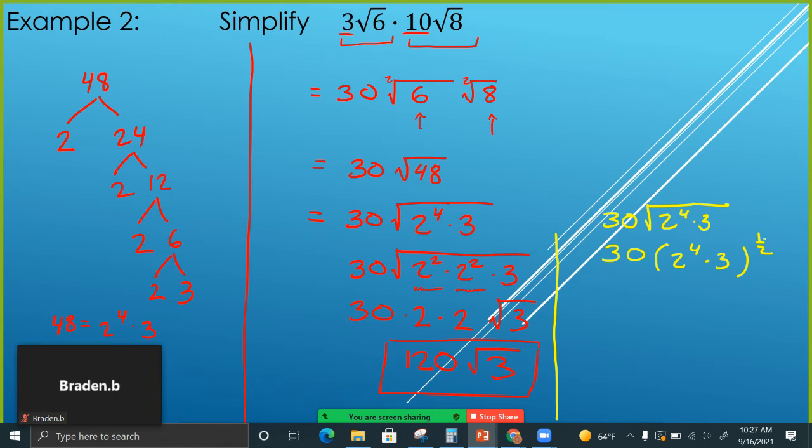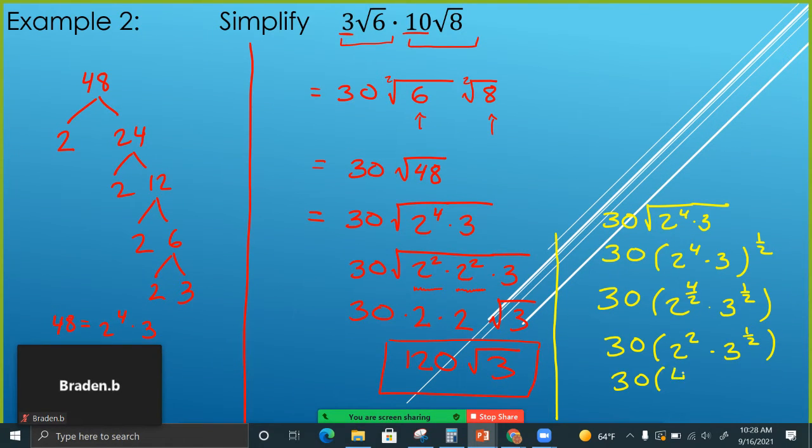Then let's go ahead and hand out that 1 over 2 to all the inside numbers, their powers. So that would be 30 times 2 to the 4 over 2 times 3 to the 1/2. Now, 2 to the 4 over 2, 4 over 2 is 2 itself, right? So we've got 30 times 2 to the second power times 3 to the 1/2. 2 to the second power is 4. Can't simplify or fix or clean up that 3 to the half, so that's just going to be square root of 3. We've got 4 times 30, that's 120. And there's the same answer, but done with fraction exponents.